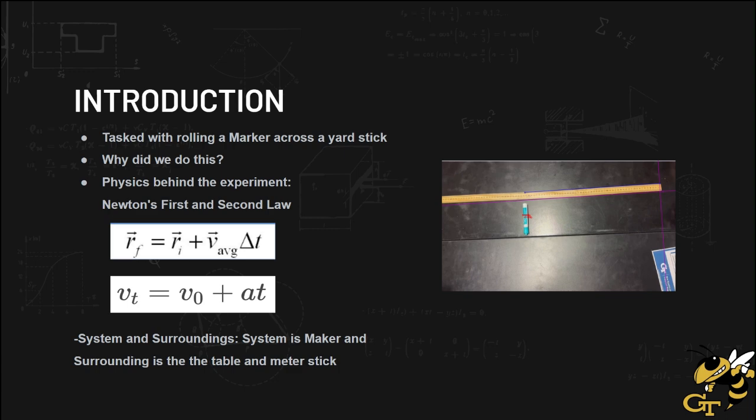Then we have Newton's second law, which is the change of motion of the marker is proportional to the magnitude of force applied on it. Next, we have two update formulas. The first is the position update formula, which is R final equals R initial plus V average times delta t. Then we have the velocity update formula, which is Vf equals Vo plus acceleration times time. Then we have the system and surroundings. In this case, the system will be the marker and the surroundings are the table and the meter stick.